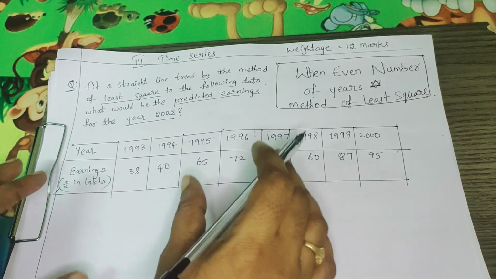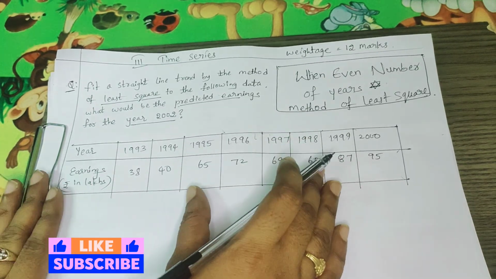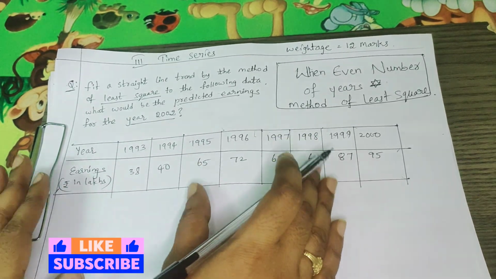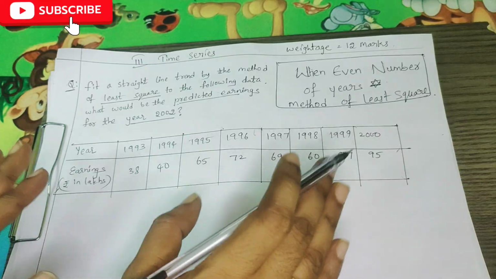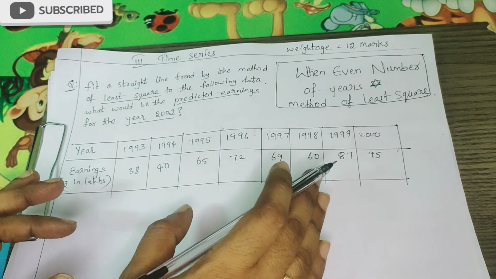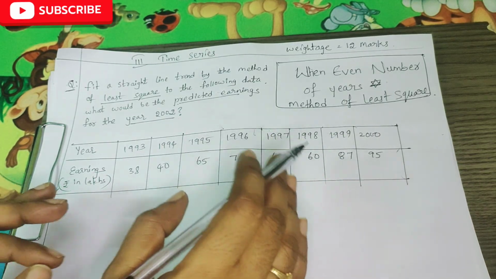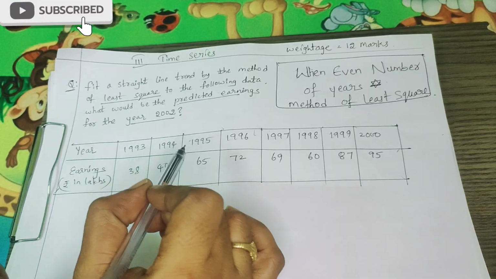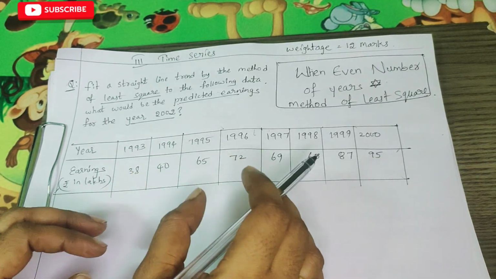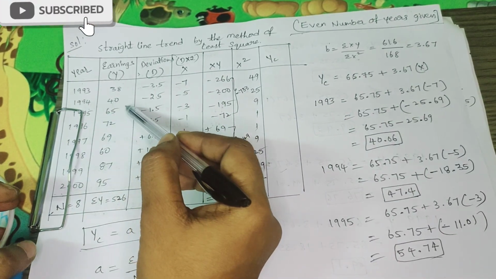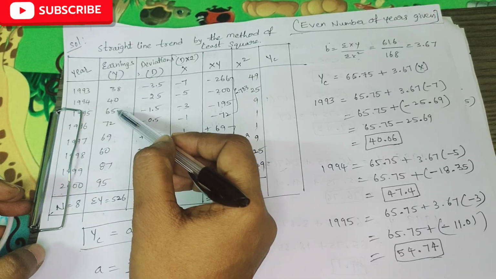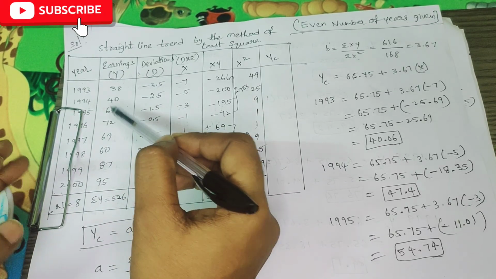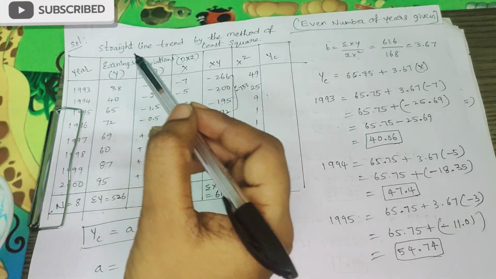So these two columns are given. By using these two columns, we need to find out the trend equation. After calculation of the trend equation, you need to estimate the earnings for the year 2002 also. Okay, let's see solution. These two columns are given in the problem itself. So by these two columns, you need to construct trend equation.